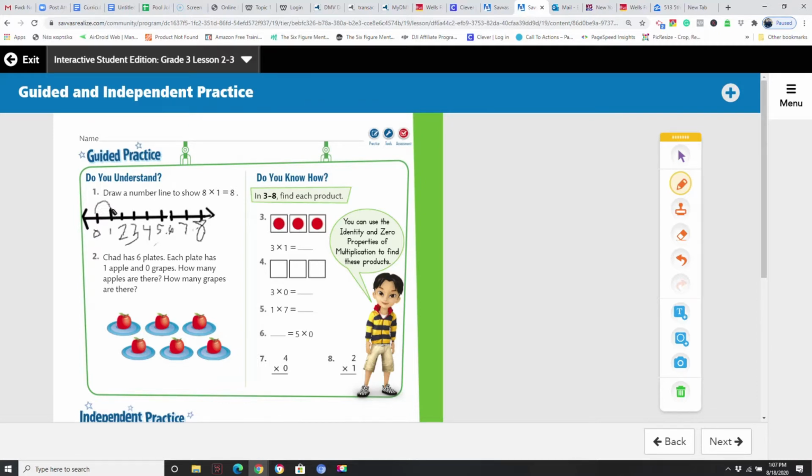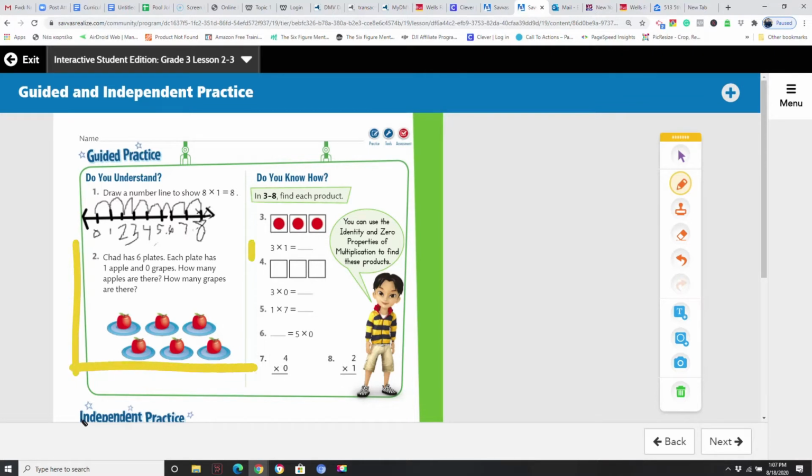So 1, 2, 3, 4, 5, 6, 7, 8. Okay, and I landed on 8. So this number line shows this equation, 8 times 1 equals 8.